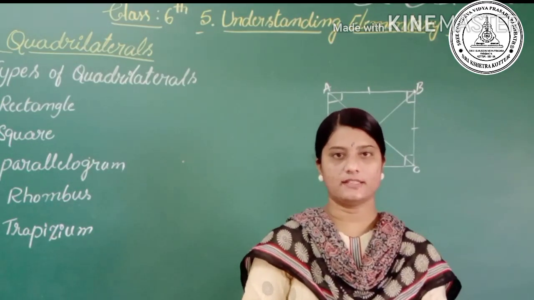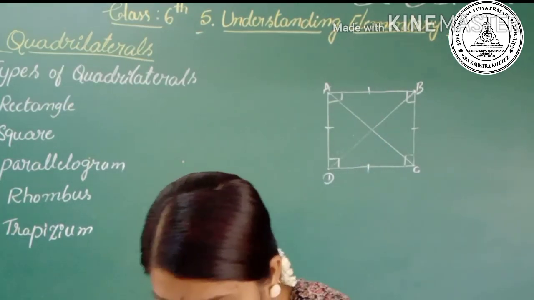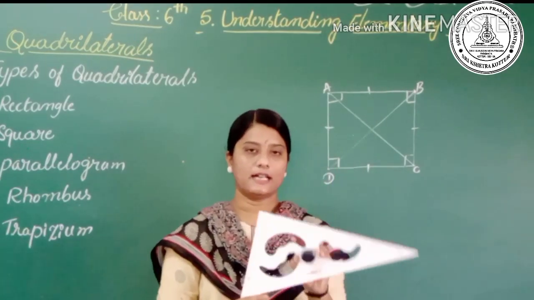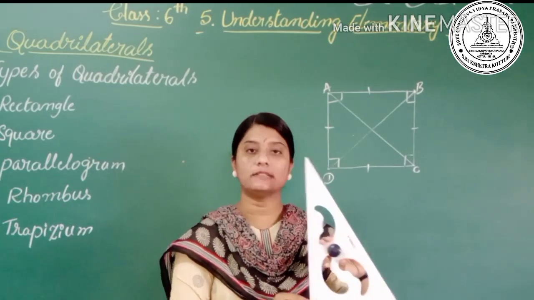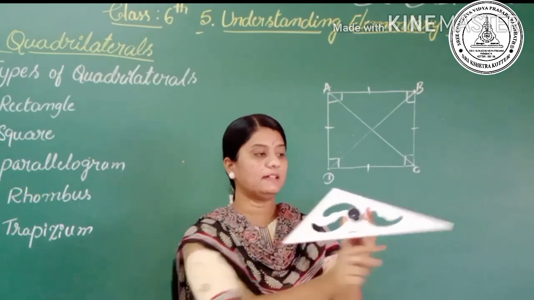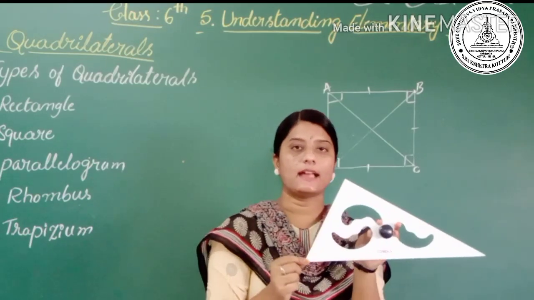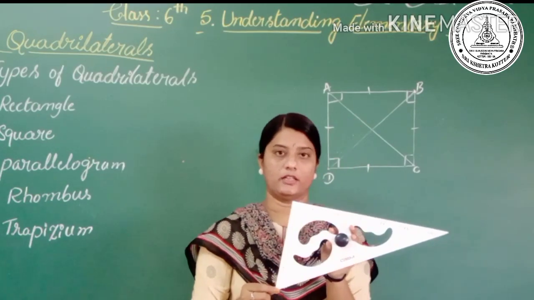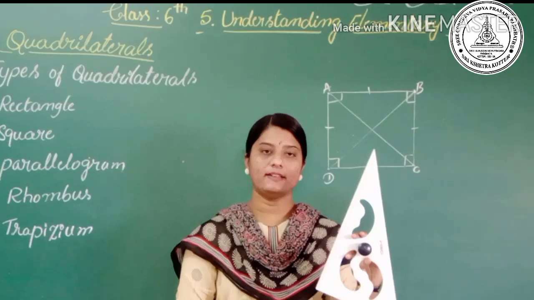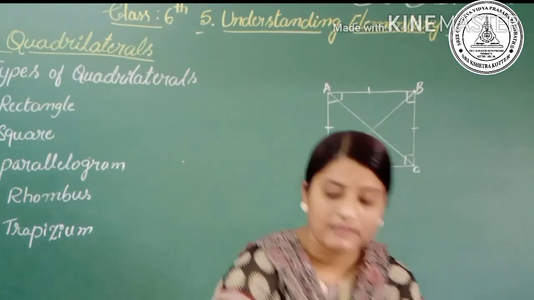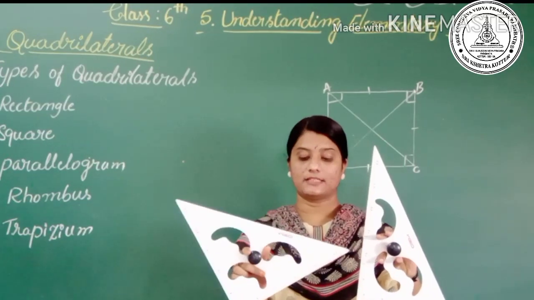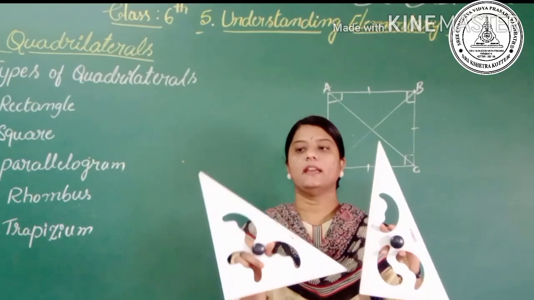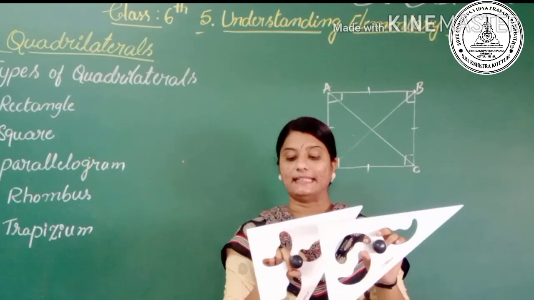Then the other set square is here. Here also one of the angles is equal to 90 degrees, the other angle is 30 degrees and the third angle is 60 degrees. Can you identify which angle is common in both set squares? Can you tell me which is that? Yes, that is exactly the 90 degrees.